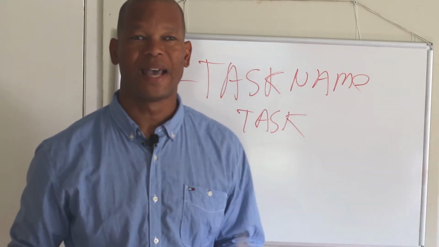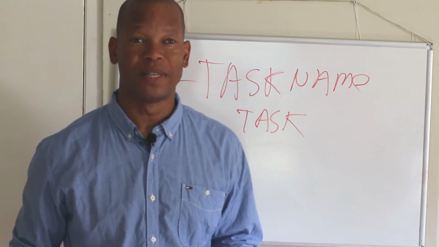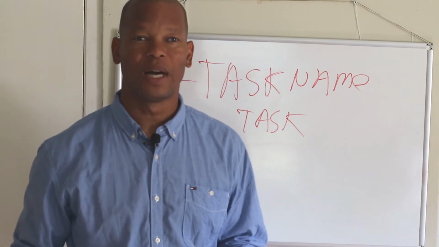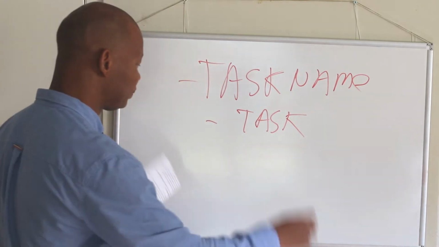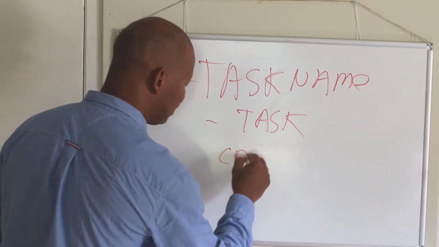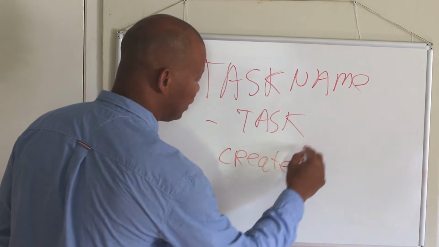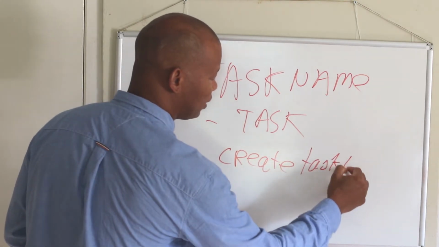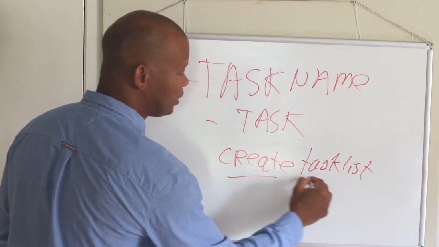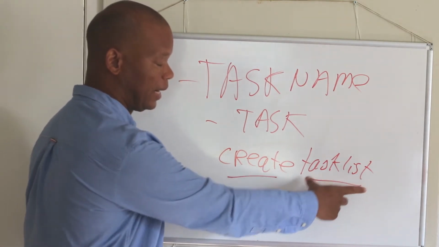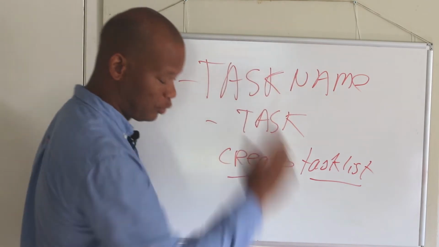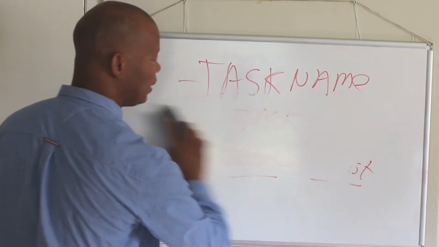And then you put exactly what you want to do. So say exactly what you want to accomplish. After you accomplish the task, what do you want to have done? An example would be: create task list. You see? Create task list. That's a verb and a noun. That's what you have to put in the task name.